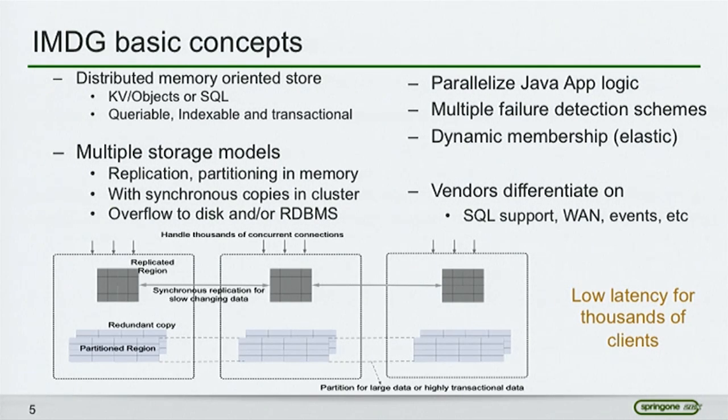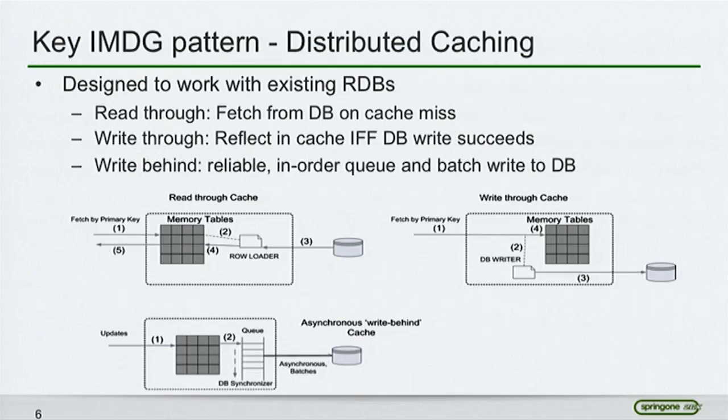A lot of the vendors differentiate on different things. For instance, we differentiate ourselves with SQL support, the ability to do WAN replication, and having a very native event-driven publish-subscribe model is absolutely key. With the in-memory data grid, the key pattern is distributed caching. And there you have support for what's called read-through, which is, I'm looking for a piece of data, it's not there, go look for it in the database, fetch it, get it into the cache, and then release the object.